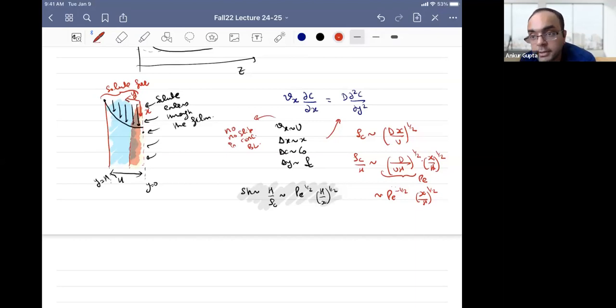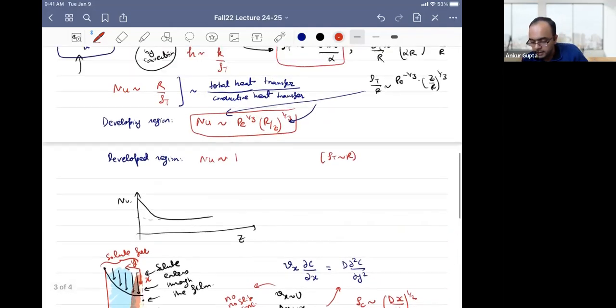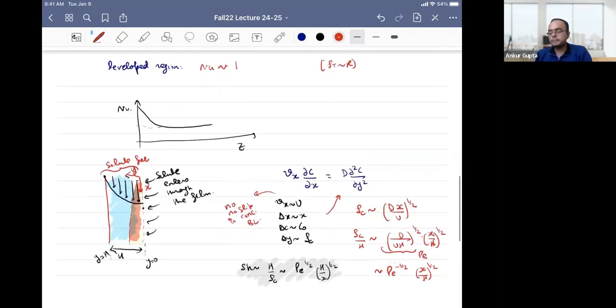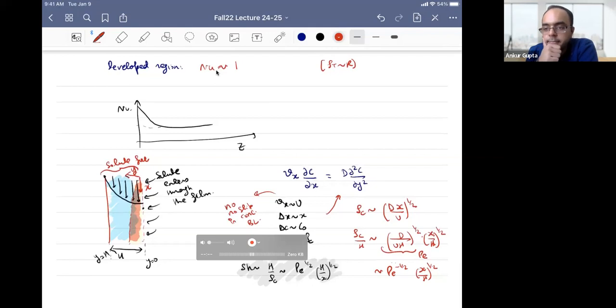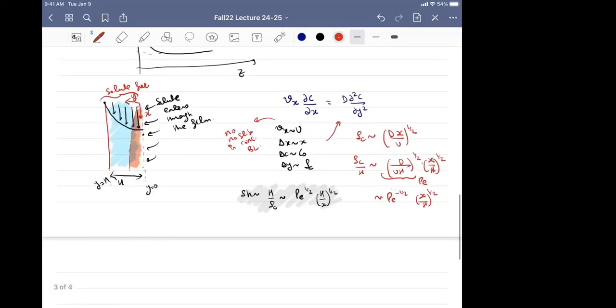And so when you do this problem using similarity in your homework, you will be able to appreciate the difference with the other one, the Graetz problem, where we get a 1/3 scaling, but here we are getting a 1/2 scaling. All right. All good? One question.